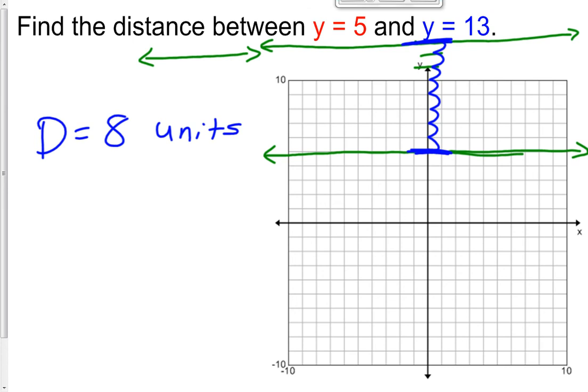You could do the same thing if I gave you two vertical lines. If it was x equals 2 and x equals 12. What is the distance between those two vertical lines? Well, it's the horizontal perpendicular distance. You just take 12 minus 2 and get 10.